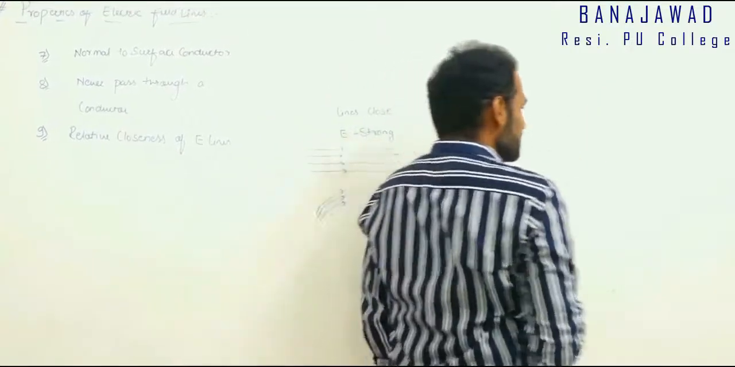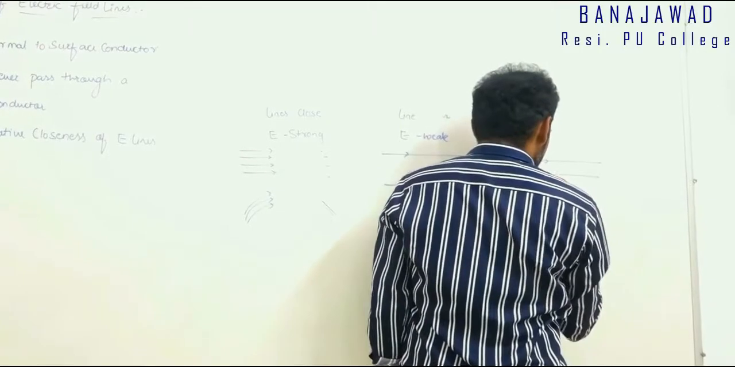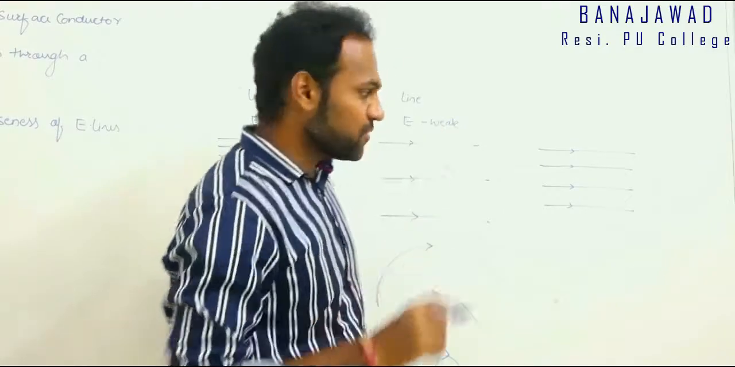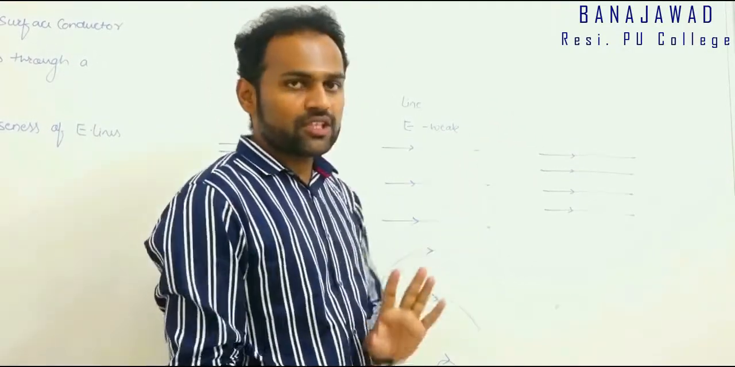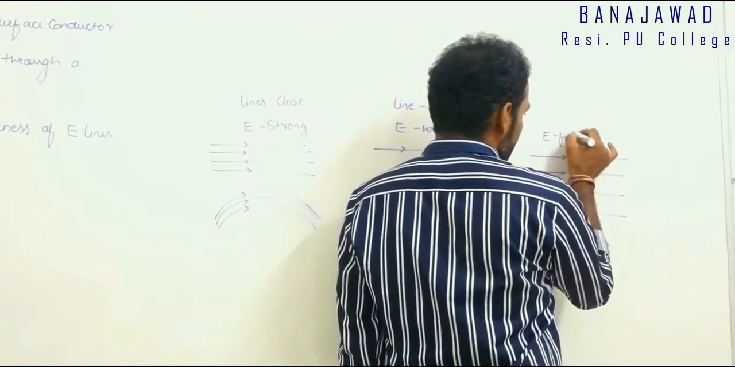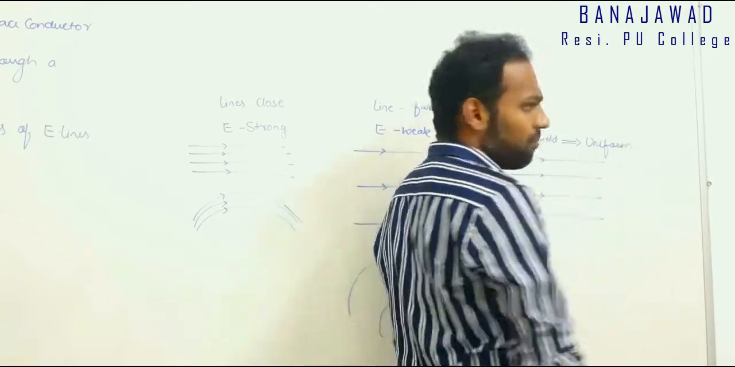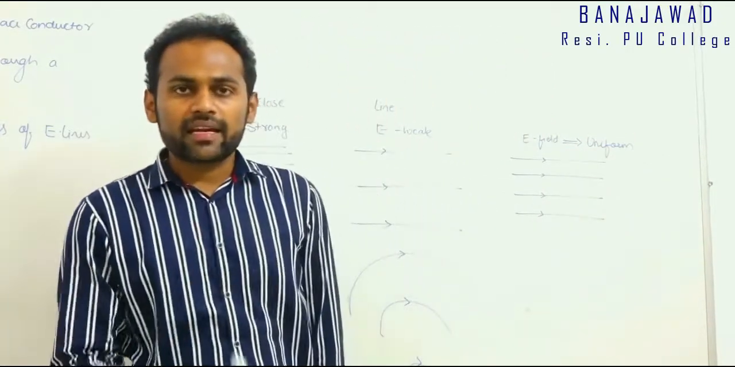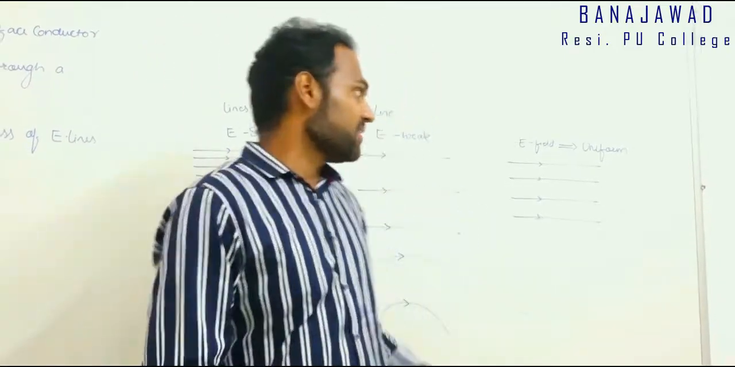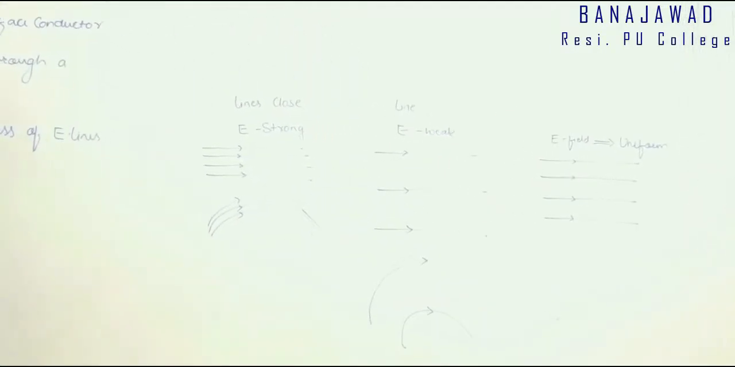Next, see, if the electric field lines are parallel and equally spaced, the gap between each two lines being the same, then that electric field is said to be a uniform electric field. Uniform electric field means electric field lines will be equally spaced and they will be parallel to each other. Well, so this is the 9th property. We'll go for the last property now.